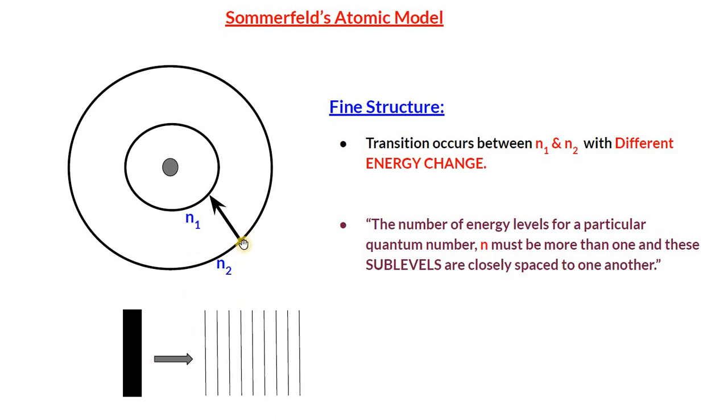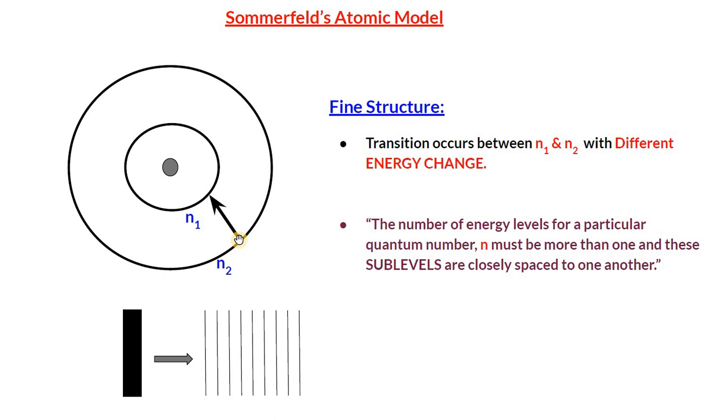But if transition generally occurs from n equals 2 to n equals 1, we are getting a lot of lines. Why is that? That means in this n equals 2, a lot of other energy levels are present. That means n equals 2 includes a lot of other energy levels, and n equals 1 includes a lot of other energy levels. So these other energy levels are participating in these transitions.